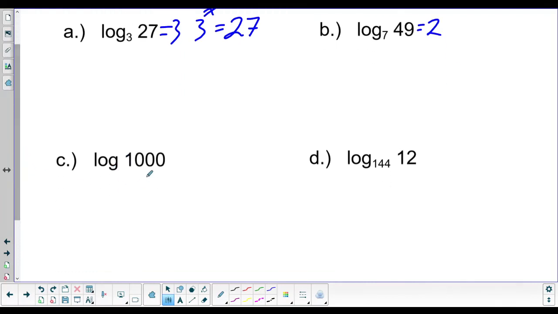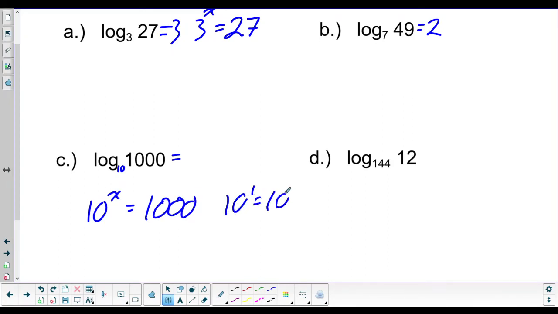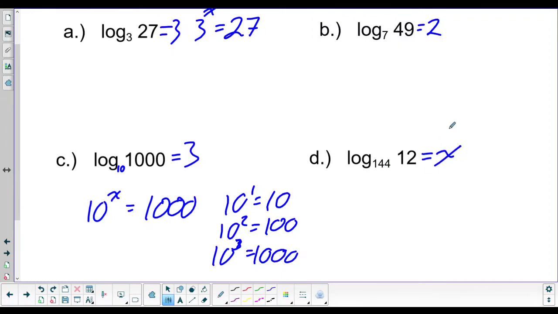All right. We don't have a base here, so the invisible base is 10. So we want to know 10 to what power equals 1,000. So 10 to the first is 10. 10 squared is 10 times 10, which is 100. And then 10 to the third is 100 times 10, so we add another 0, and it's 1,000. So because the exponent is 3, the answer here would be 3. Now this one is tricky. Be very careful about how we rewrite this. We want to know what this is equal to. What's x? Our base is 144.